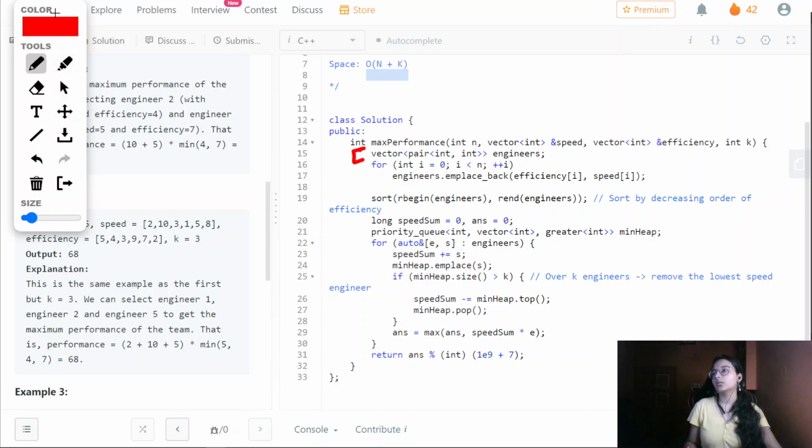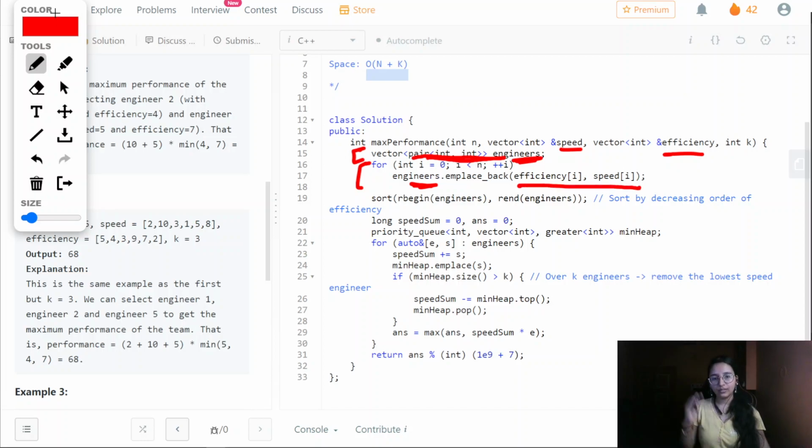This is a vector which is being used for associating our engineers corresponding to speed and what we say as efficiency. Now here we are filling those. So basically in this engineers vector of vector, here we are taking vector of pairs so that we can pair them out, and then we are basically having the efficiency corresponding to that speed in that.